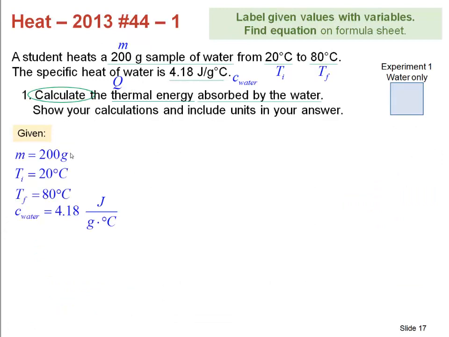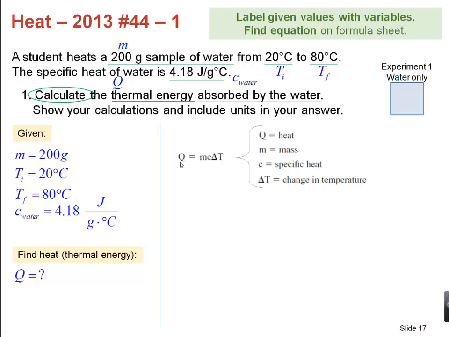So, labeling all the given variables, we have mass is 200 grams. The starting or initial temperature, Ti, is 20 degrees Celsius. The final is 80 degrees Celsius. And specific heat, which is labeled by the variable C, is 4.18 joules per gram per degree Celsius. We need to find heat, or thermal energy, which is Q.